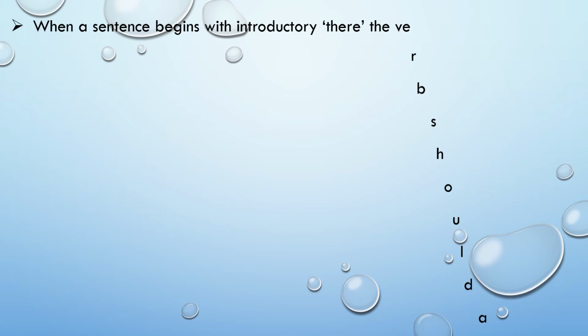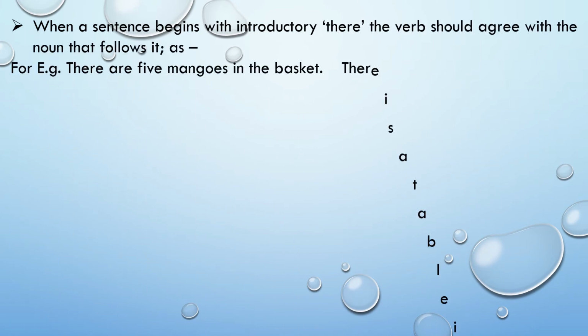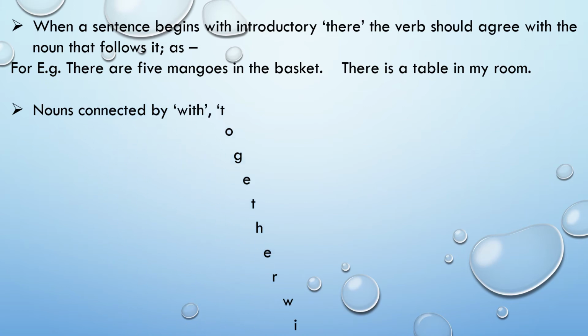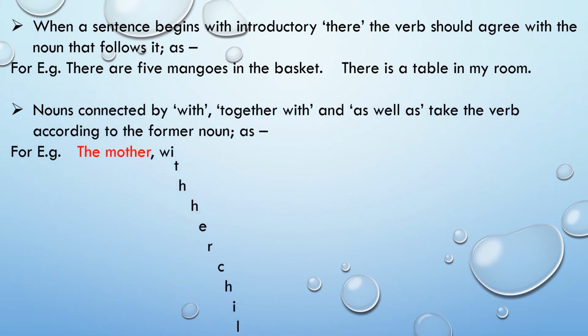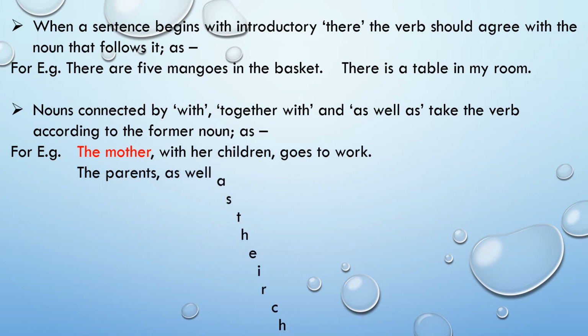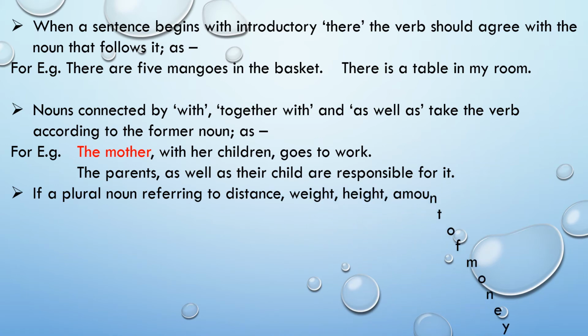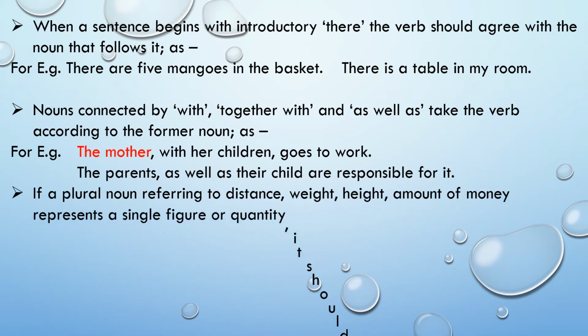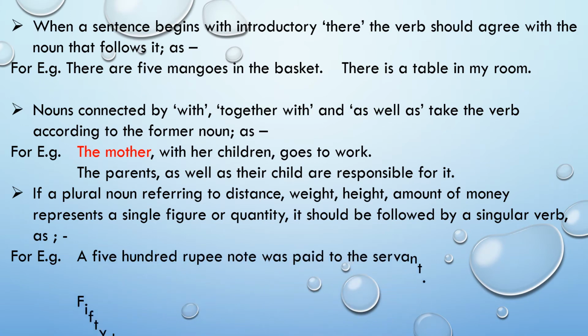When a sentence begins with introductory there, the verb should agree with the noun that follows it. So if you are starting with the word there, then you should agree with the noun, children. You can see the example. There are 5 mangoes. So after the verb you can see it is plural, 5 mangoes. Then on this side, another example I have given. There is a table in my room.